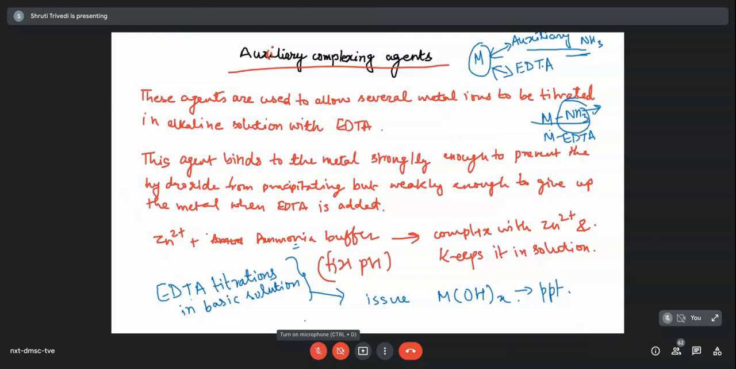For example, zinc reacts with the ammonia buffer, you fix the pH, and the complex with Zn2+ keeps it in solution. Did you understand? What is the role of the auxiliary complexing agent now?